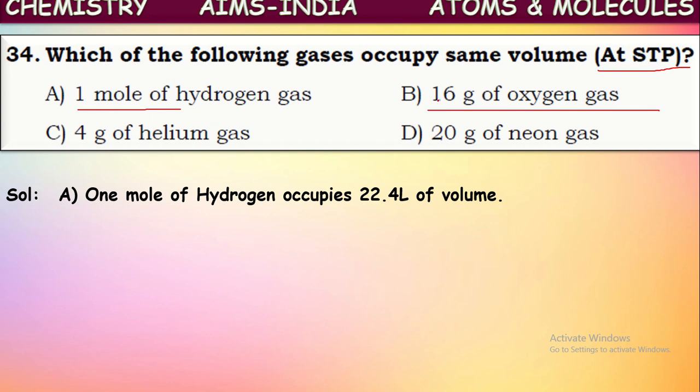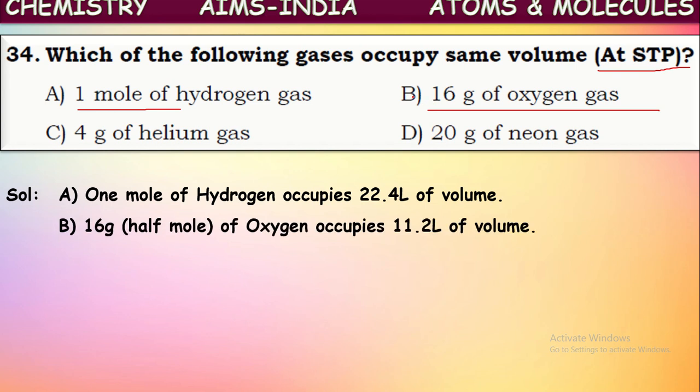But they mentioned here 16 grams. So 16 grams is nothing but half mole. So half mole, how much volume does it occupy? 1 mole occupies 22.4 liters. Half mole of oxygen occupies 11.2 liters of volume. Half molar volume. Okay. Next one.